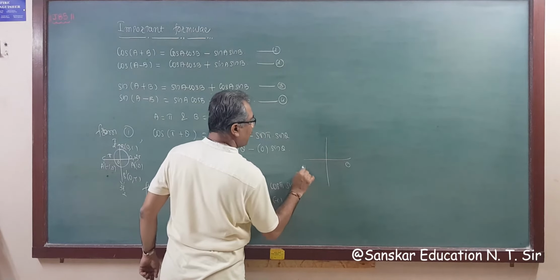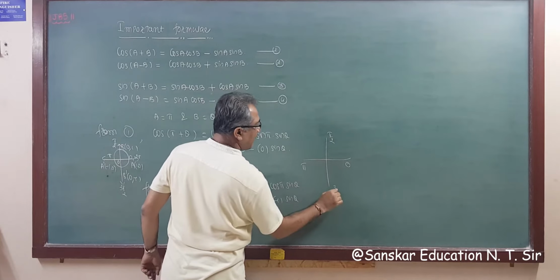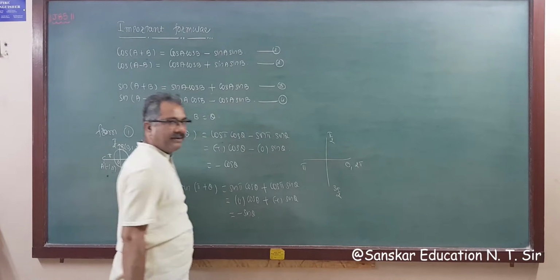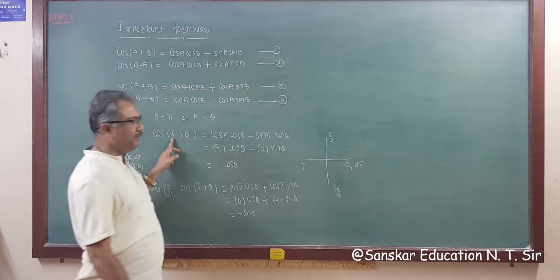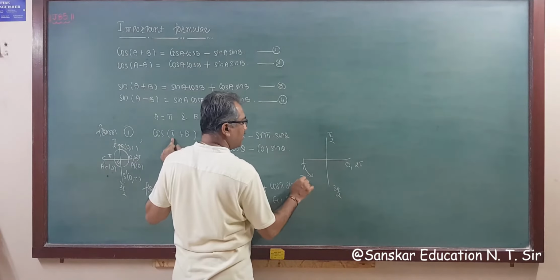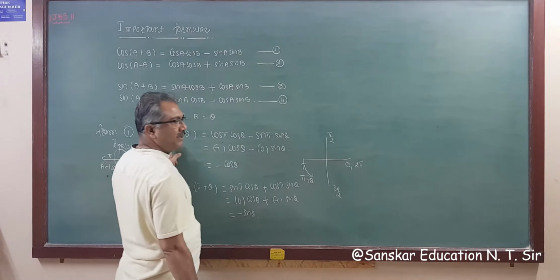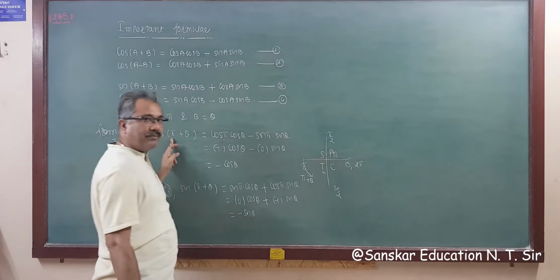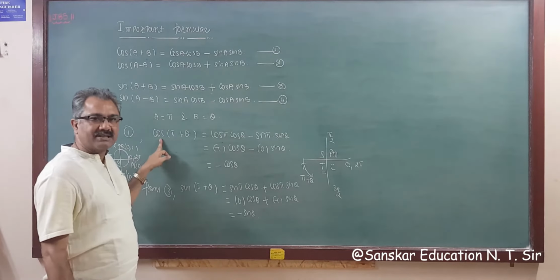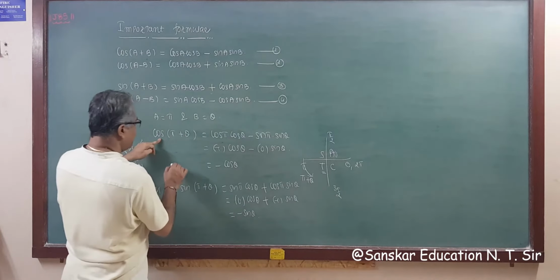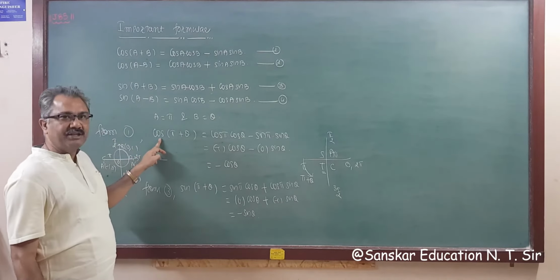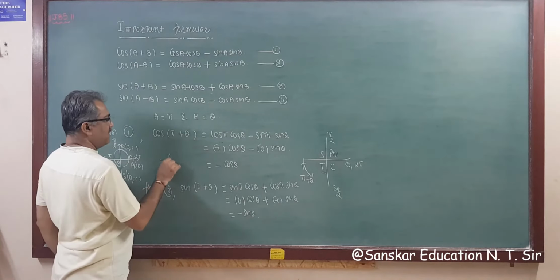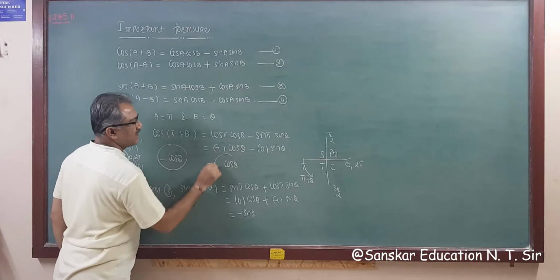This is 0, pi, pi by 2 and 3 pi by 2, and completing one rotation, this is 2 pi. So pi plus theta means the third quadrant. In the third quadrant, by ASTC, tan and cot are positive, others are negative. So this is cos, so cos is negative. So the answer is minus. And there is no change, since this is a multiple of pi. So the answer is minus cos theta. So both answers are the same.